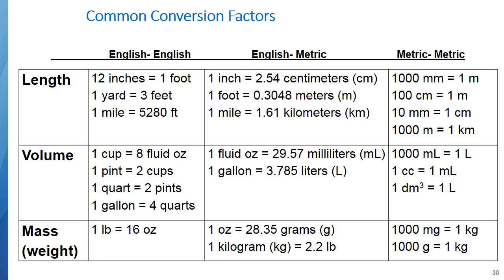But some of the conversion factors, you can see we have English to English, which you're probably familiar with. Length, 12 inches equals 1 foot, 1 yard equals 3 feet, 1 mile equals 5,280 feet. Then if you're trying to convert from English to metric or metric to English, you can see the ones in the center. And then I've also put some of the most common metric to metric conversions on here as well, although you can also use your metric ladder or your metric table for that.